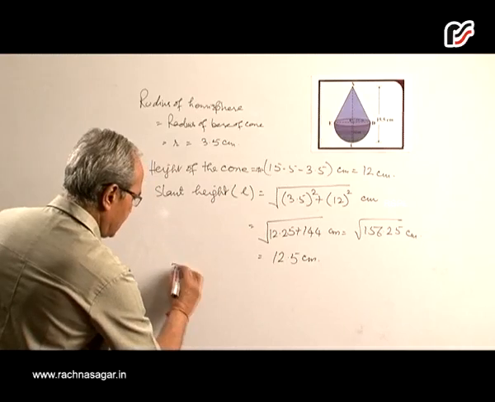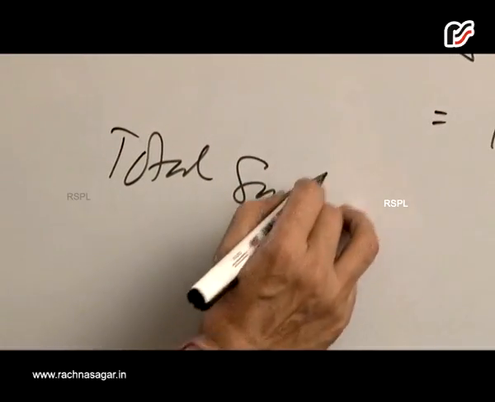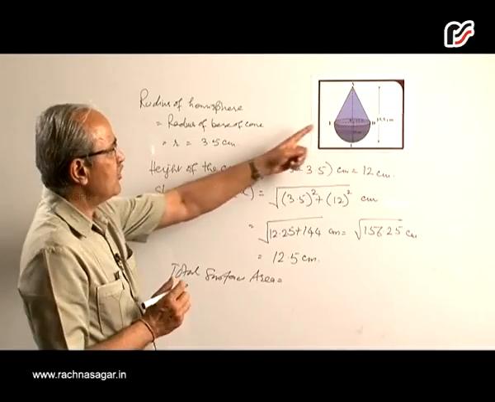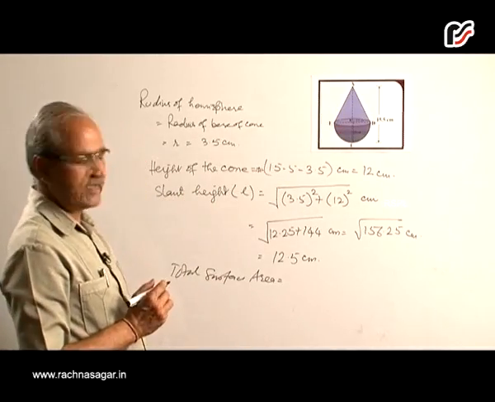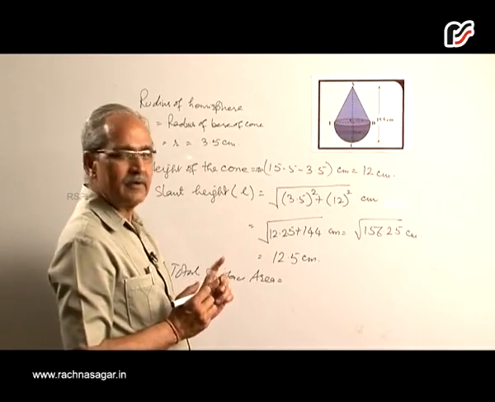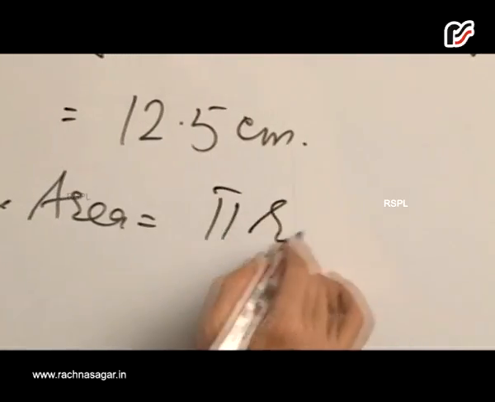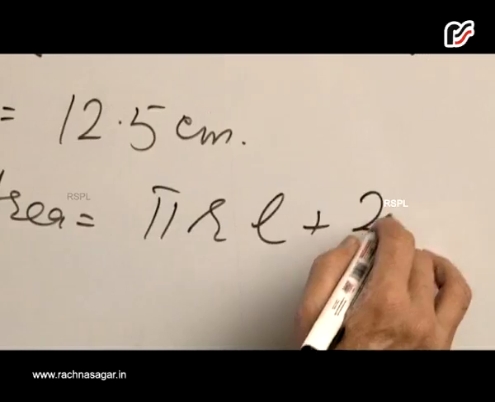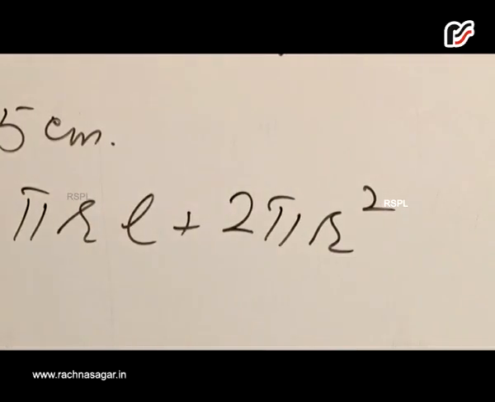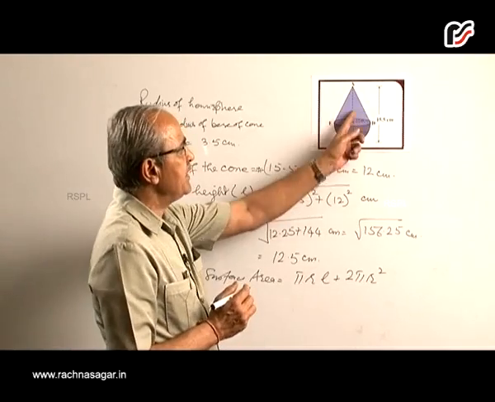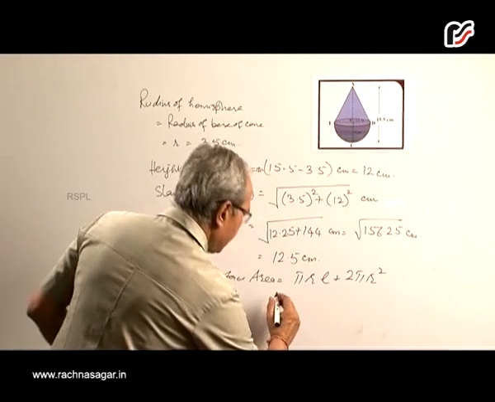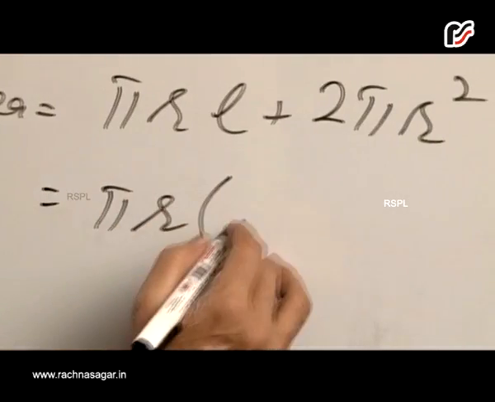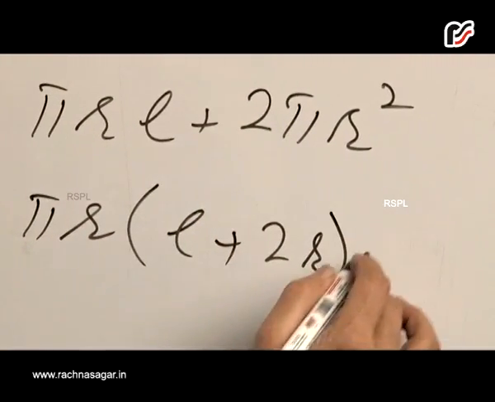Now total surface area. Total surface area is area of cone plus area of hemisphere. Area of cone, formula is pi r L, and lateral area of hemisphere is 2 pi r square. We are using same r because radius is same for both. Now from here, pi r we can take common. So we get L plus 2r.